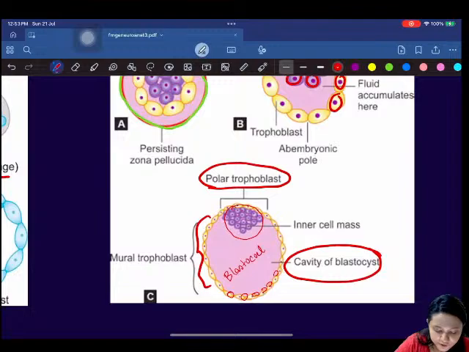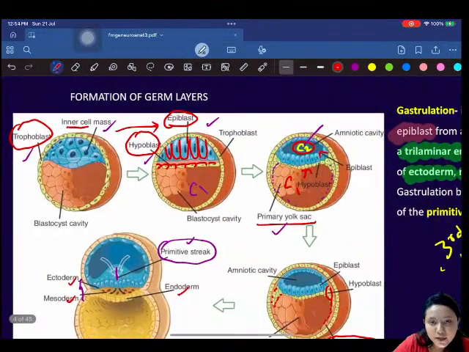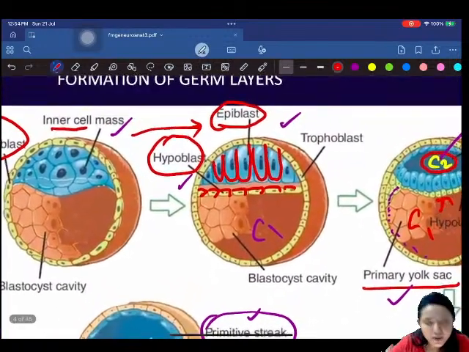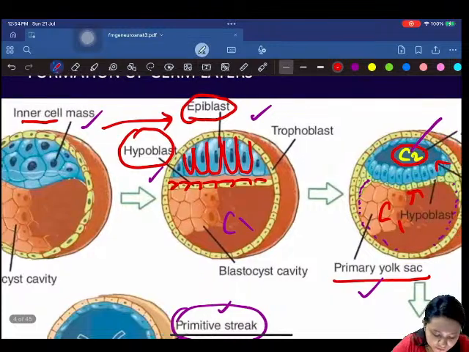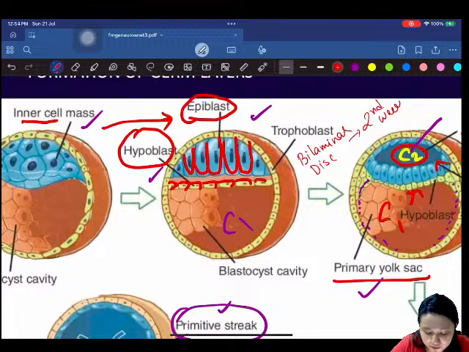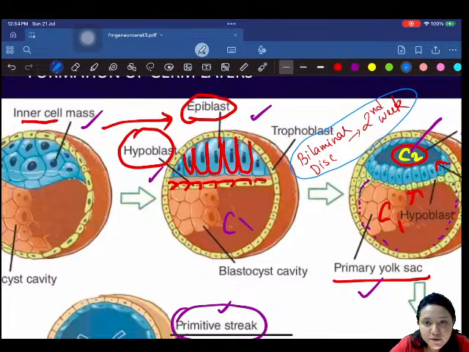Now what is important is the inner cell mass. You know that the inner cell mass in the second week will undergo formation of the bilaminar germ disc. Sometimes they might ask you about the bilaminar disc, a question might come on it. So that is in the second week. The rule of 2: if you have a bilaminar disc, that is rule of 2, and it is in the second week. Trilaminar disc means the third week.